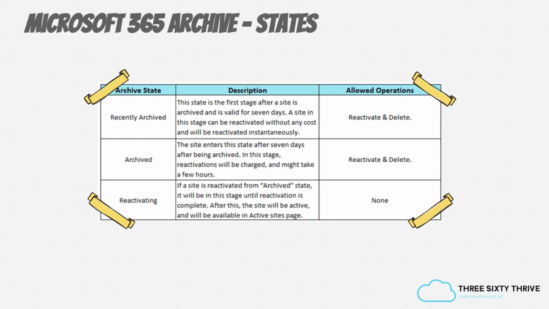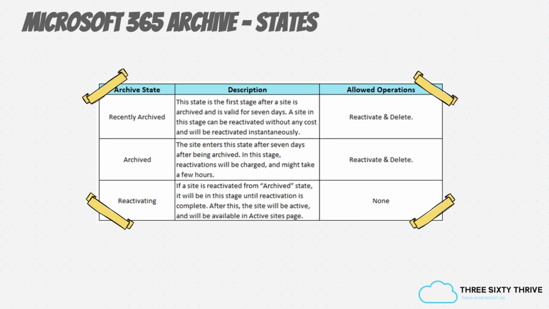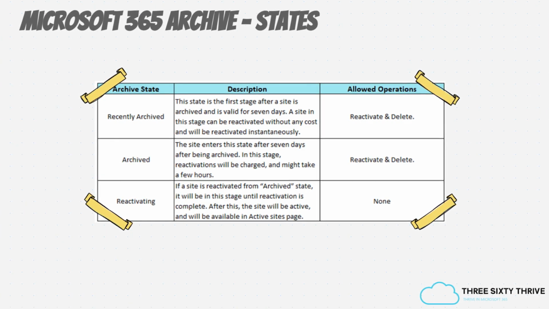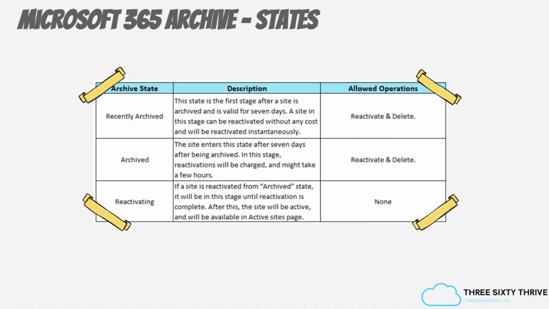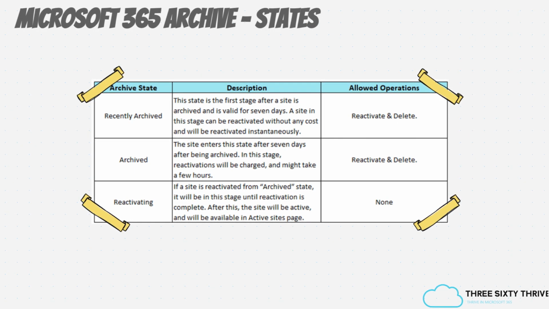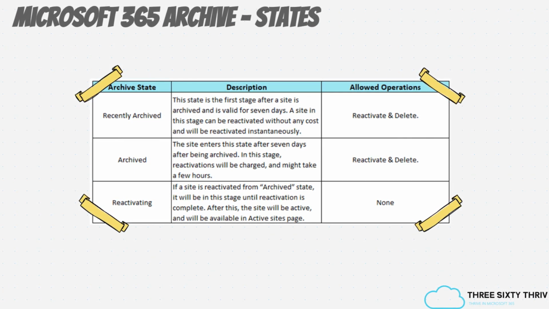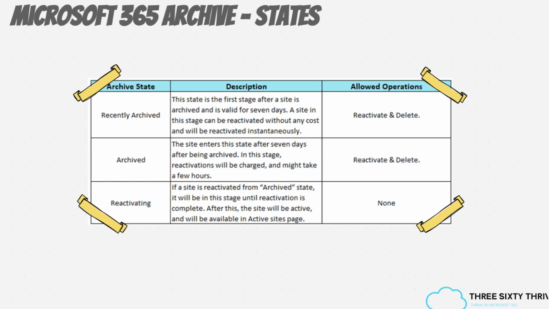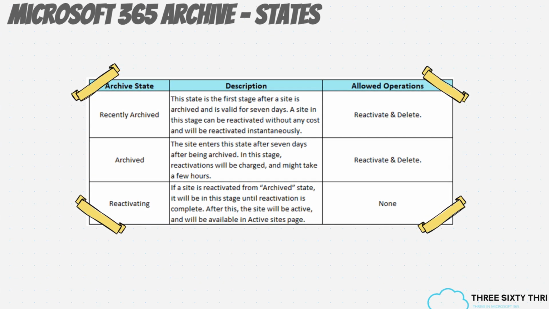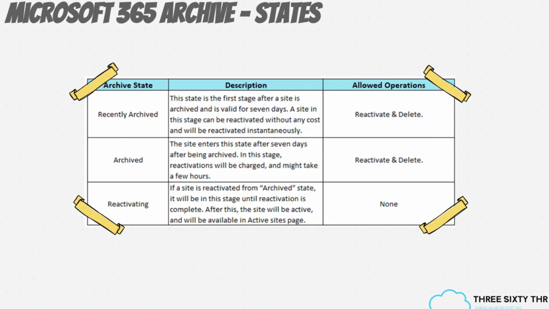Once the solution has been enabled, we can now take a look at managing and testing the archive and reactivation capabilities of Microsoft 365 Archive. Before we start, there are 3 archive states we should be familiar with, the first being recently archived. This state is the first stage after a site is archived and is valid for 7 days. A site in this stage can be reactivated without any cost and will be reactivated instantly.